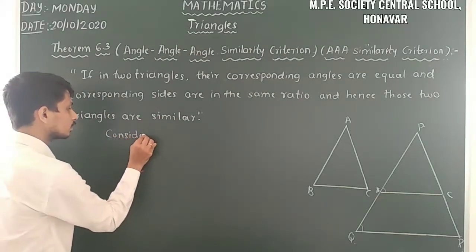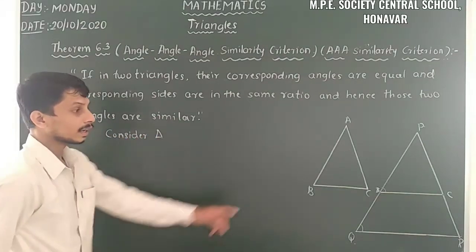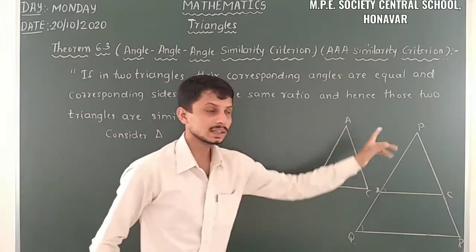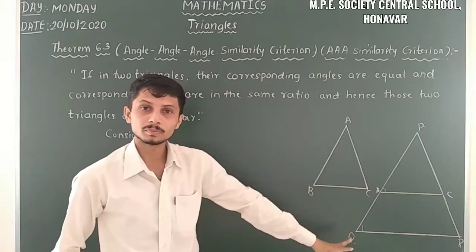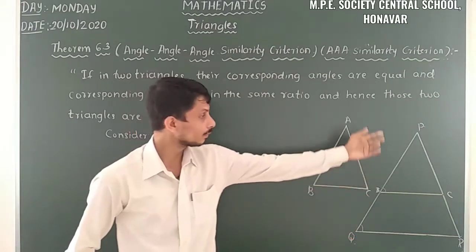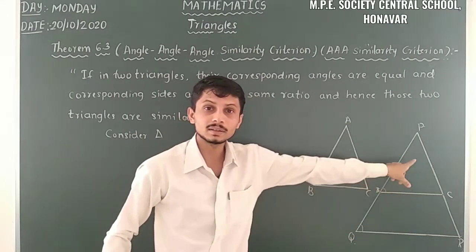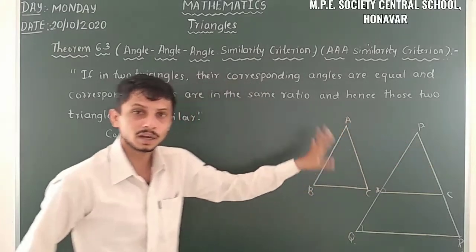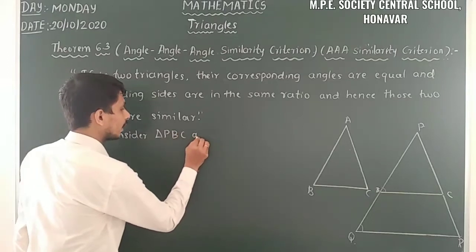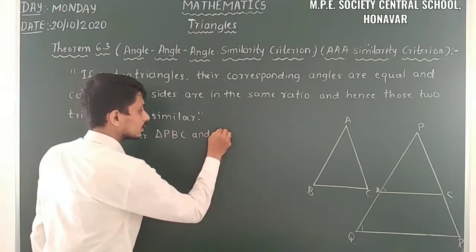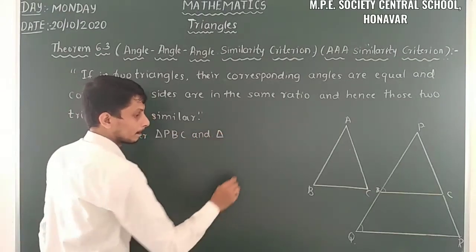Consider triangles. Here I will consider PBC and PQR. Or you can take ABC and PQR. But here we are considering the similarity criterion in only one triangle. That's why we have to take triangle PBC and triangle PQR.